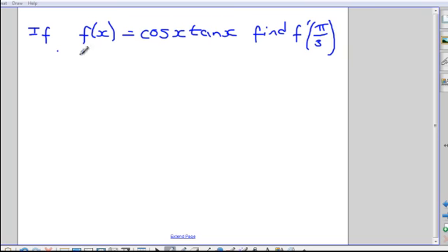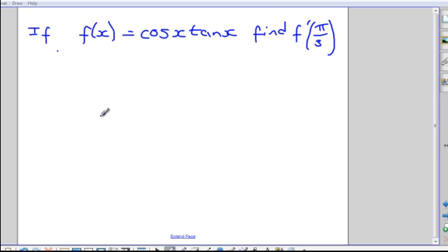Okay, in this application question, we've been given a function and asked to find the value of the gradient function when x is equal to pi over 3. So the first thing we're going to need to do is differentiate this. Now you need to spot what you're dealing with when you differentiate it. We're dealing with a function multiplied by another function, so we're dealing with the product rule.